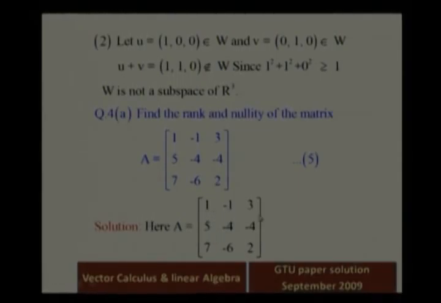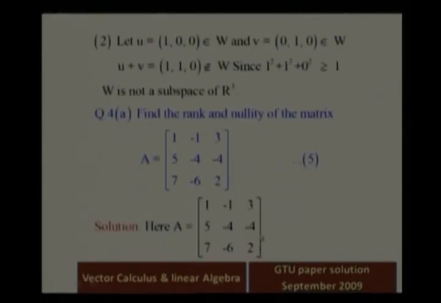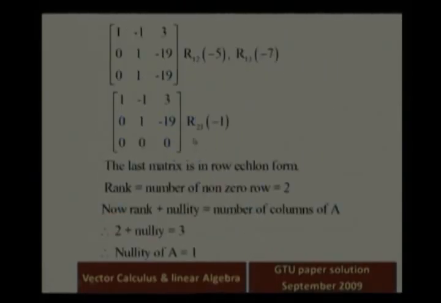Next, we multiply the first row by minus 7 and add it to the third row. So 7 minus 7 is 0, minus 6 minus 1 into 7, minus 7, right? So that is minus 6 plus 7, that is 1, and 2 minus 7 into 3, that is 2 minus 21, minus 19. So 0, 1, minus 19.